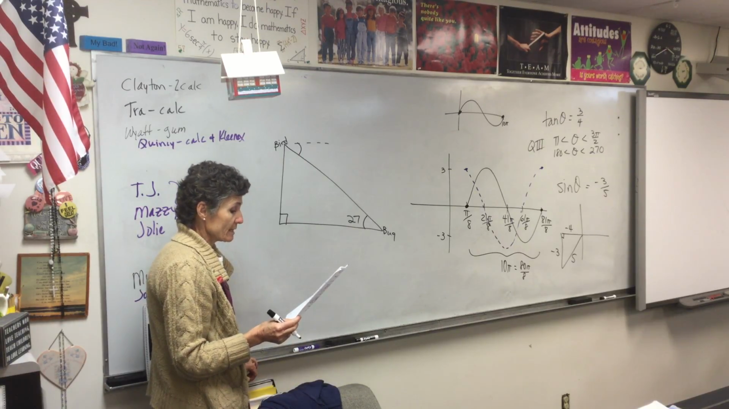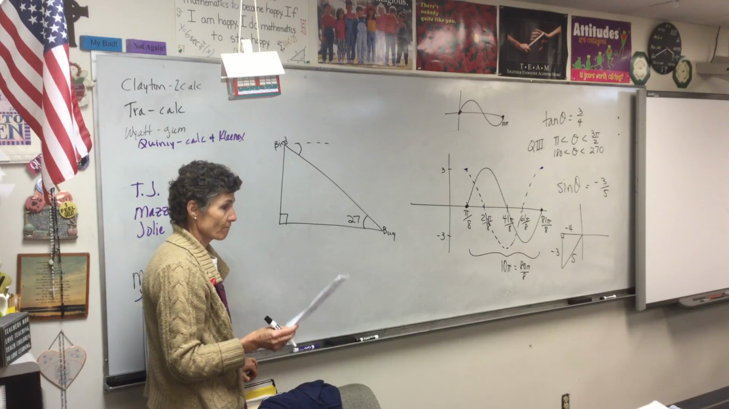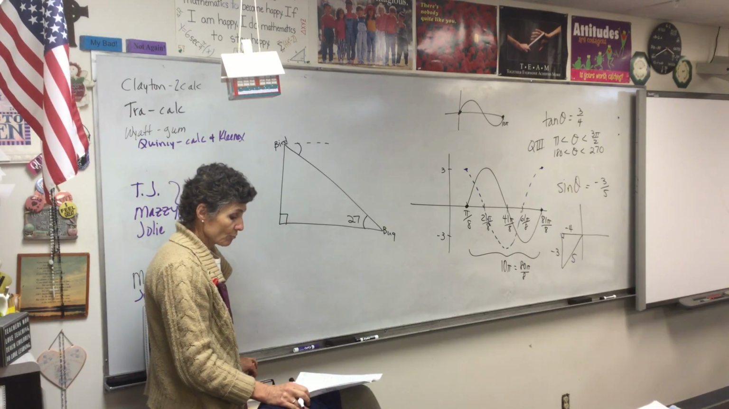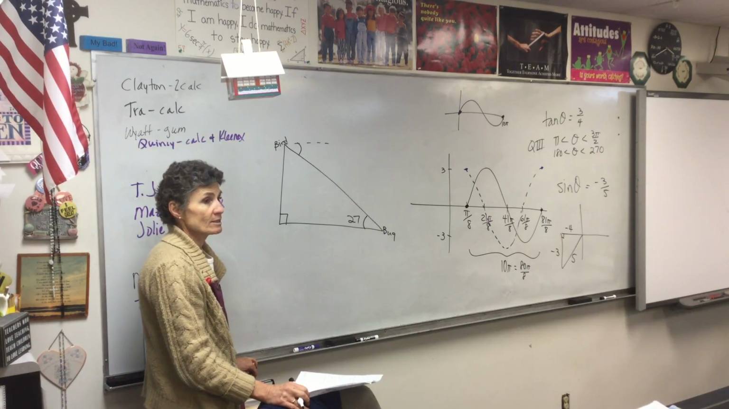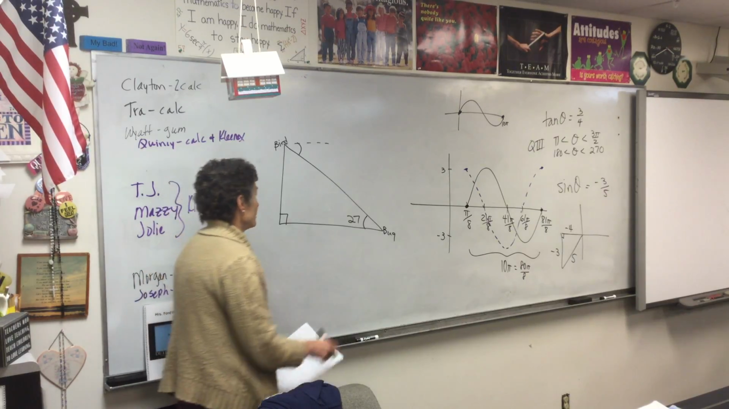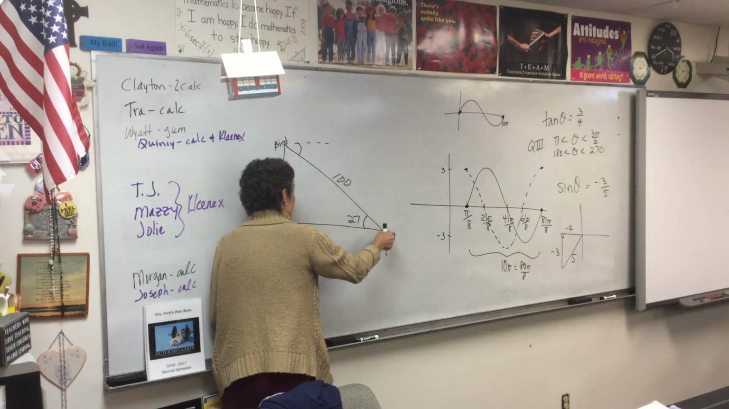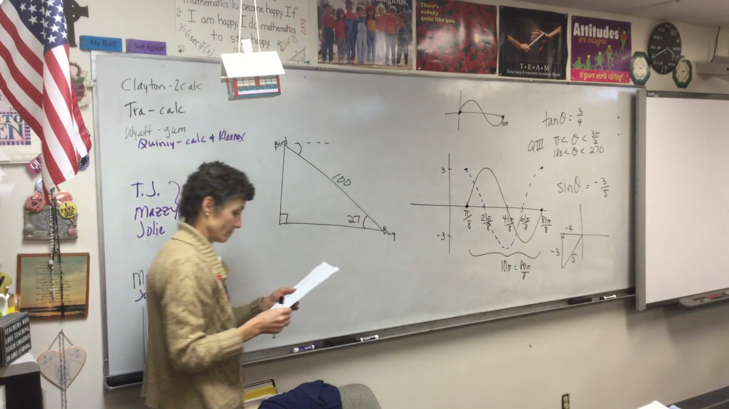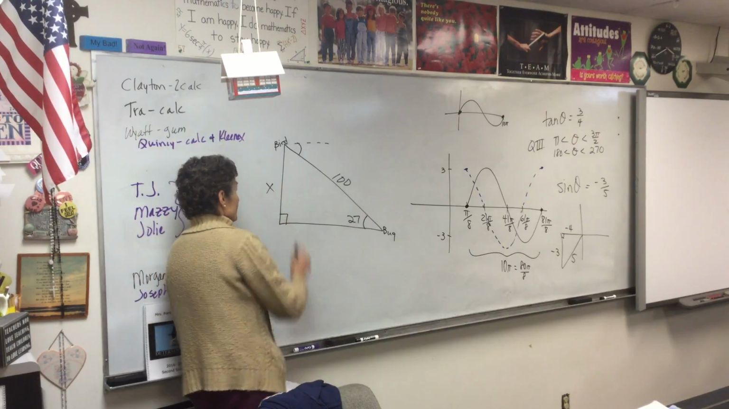The beetle is 100 meters from the bird. Where does the 100 go? Hypotenuse. The beetle and the bird. Find the height of the pole.